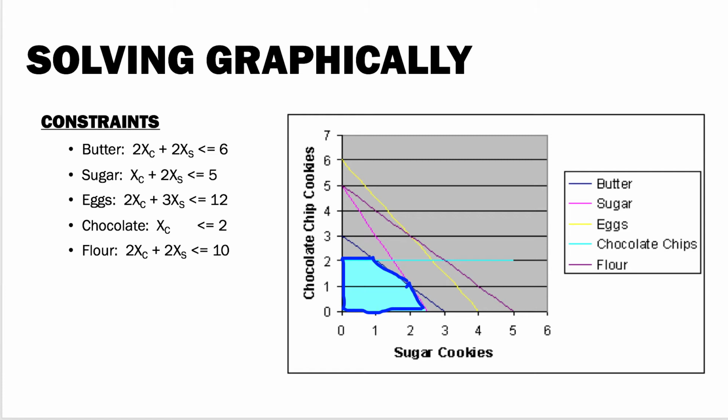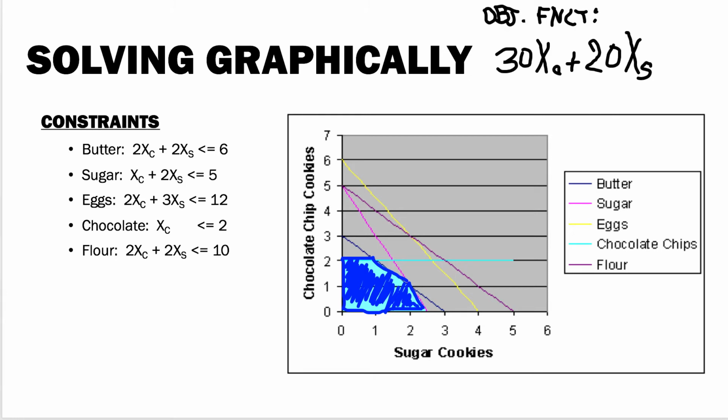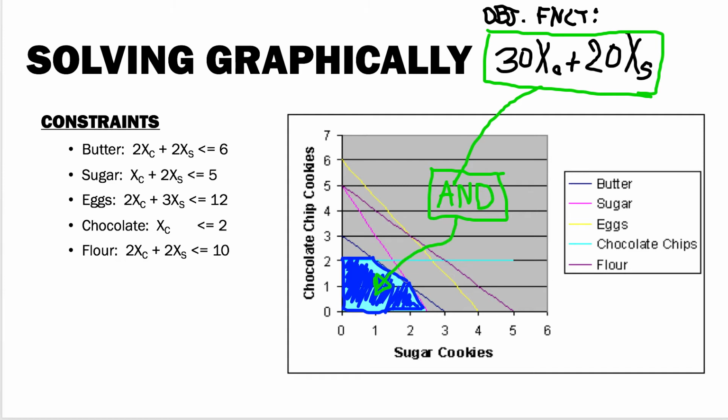Earlier, I asked you to ponder why this area might shrink when we added constraints. Well, this feasible space is the area that satisfies all of our constraints, meaning that any combination of chocolate chip cookies and sugar cookies that falls within this space will satisfy all of our constraints. I hope this hint helps you understand why adding constraints might affect the feasible solution space.